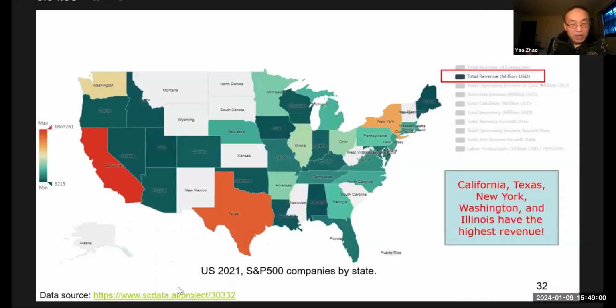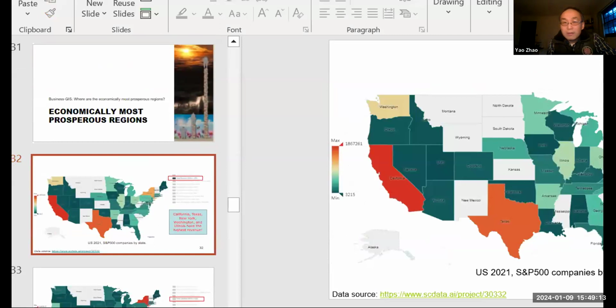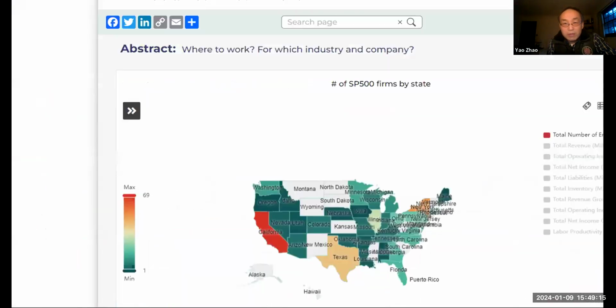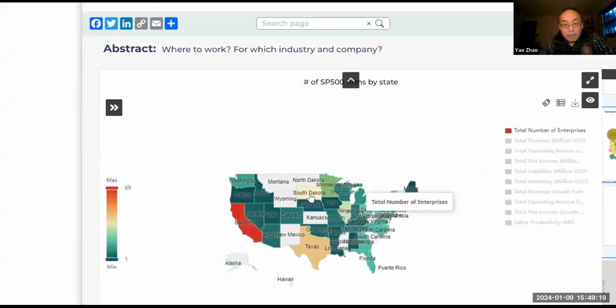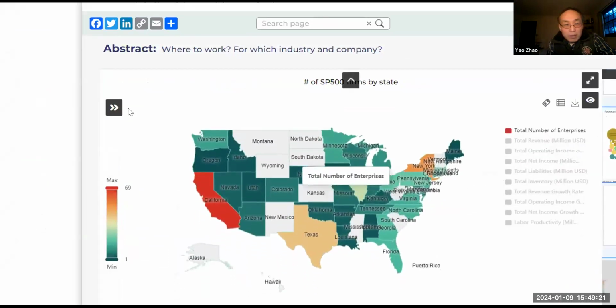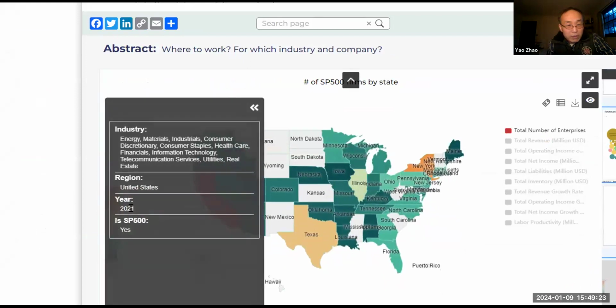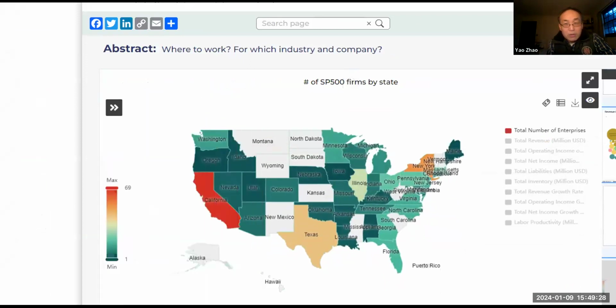This is just S&P 500 data. You can include all the publicly traded companies as well. And here's the link. You can find out. So let me go there. Just go to the interactive map. So you'll see, here we go. Let me check. This is S&P 500 data, yes, 2021, and include all the industries.